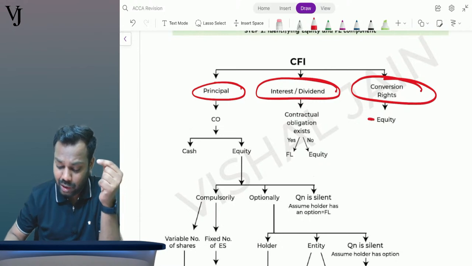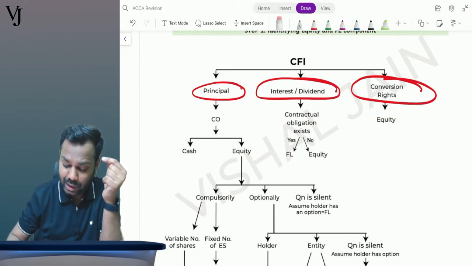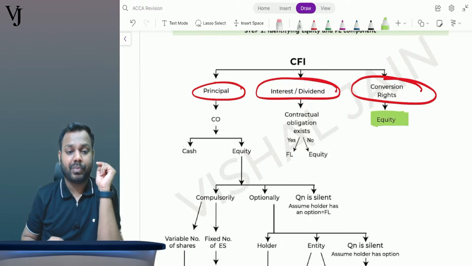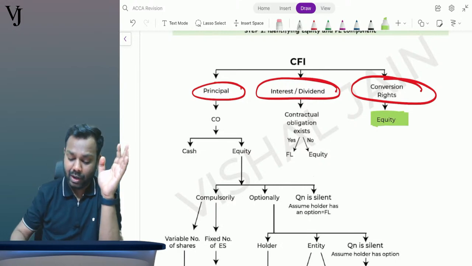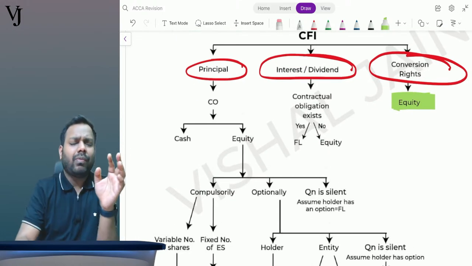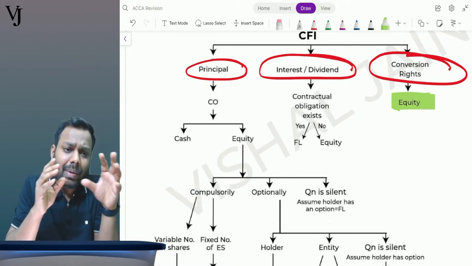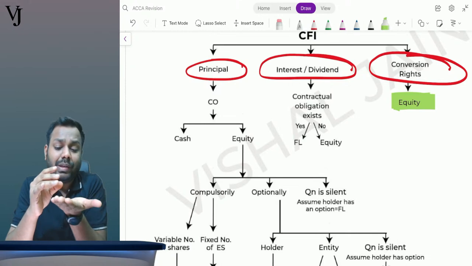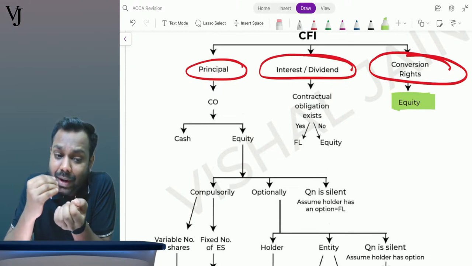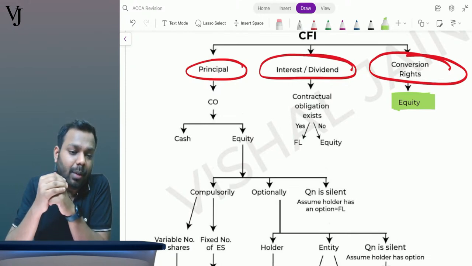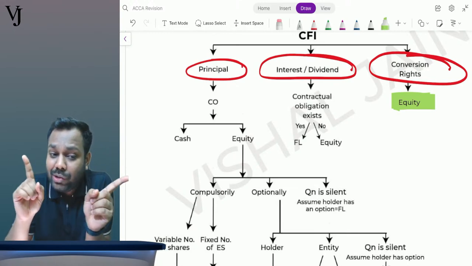And hence, this will always be equity. Now, interest or dividend. Tell me, what was the basic difference between financial liability and equity? The basic difference was, in financial liability, we have a contractual obligation, but in equity, there is no such obligation.